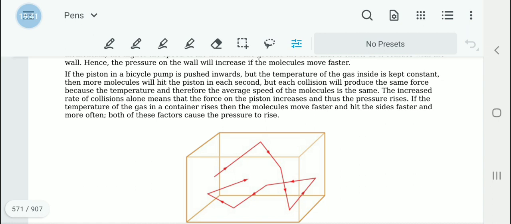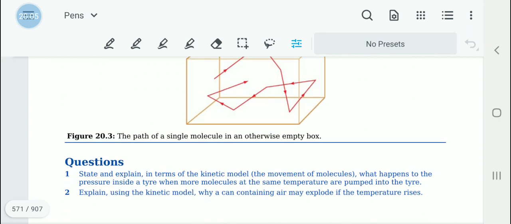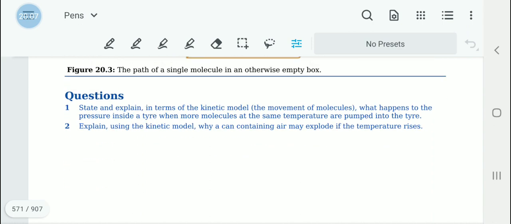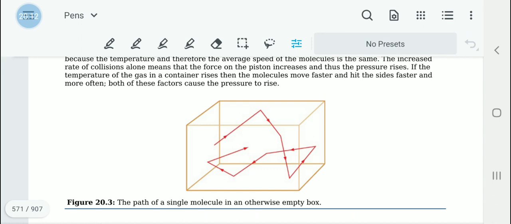Then if the temperature also increases, there will be more molecules moving much faster. So both of these things, not only the reduction of the volume but also the increase in temperature, will cause the pressure to rise. Those are basic principles that you need to understand, and this is the box that we spoke about earlier: individual particles colliding with each other.